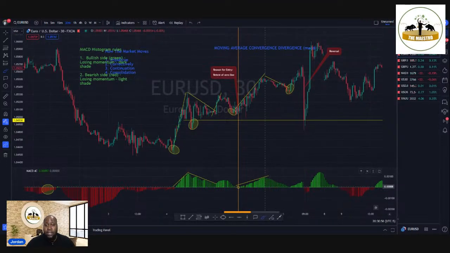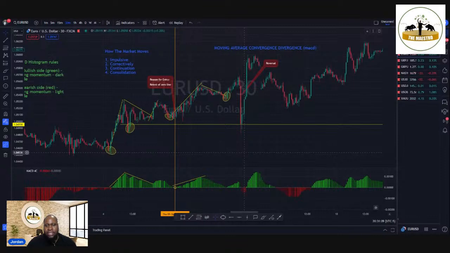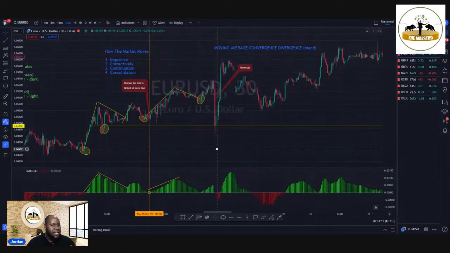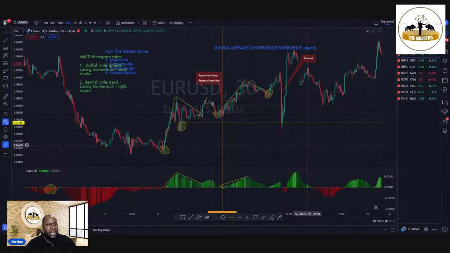Divergence means we are going in different directions. That's significant because it lets us know that something's about to happen. That's what you need to know about the MACD divergence part. Not for every single reversal do you always see divergence, but a lot of times you do. In this particular example, you do see divergence. Let me show you how.